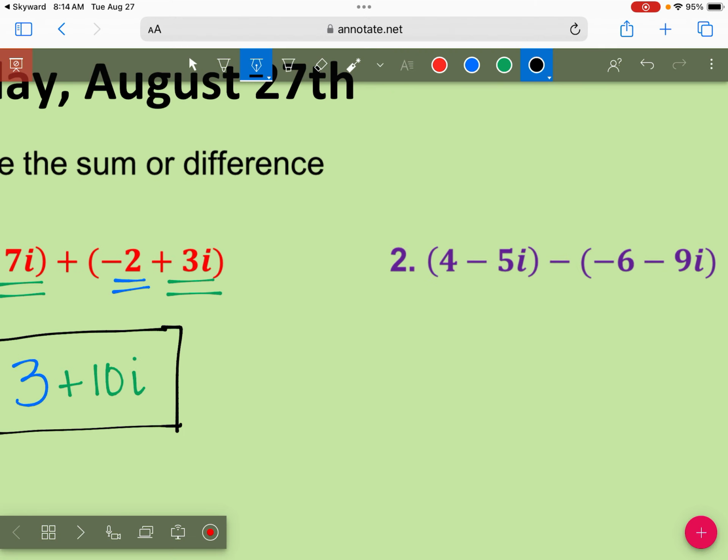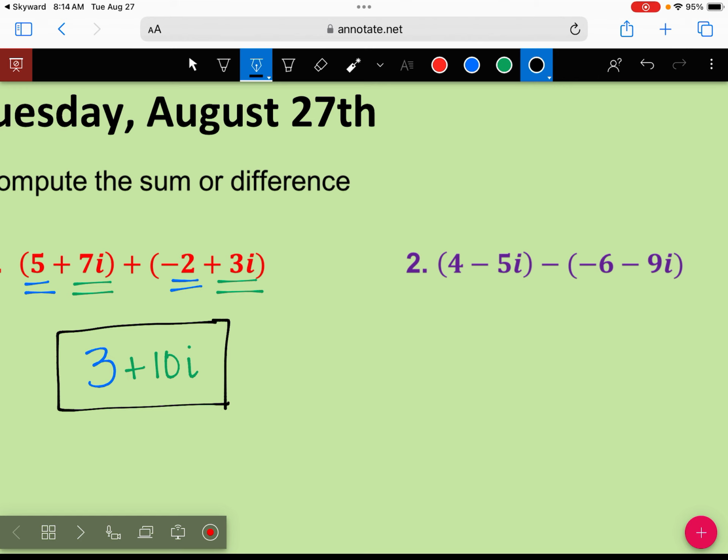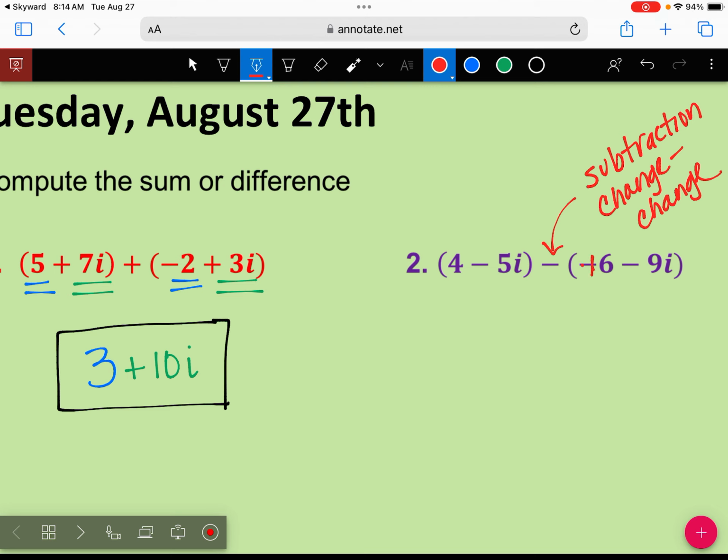For number 2, because it's subtraction, whenever you see a subtraction sign, we have to do a change first. And what I'm changing are these signs inside of the parentheses. Okay? So the first parenthesis stays the same. The second parenthesis becomes a positive 6 and a positive 9i.